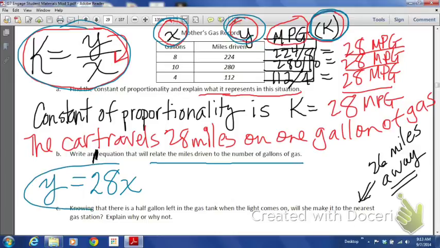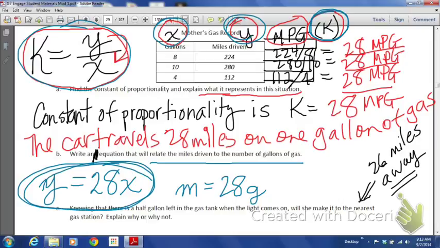So an equation that relates the miles driven to the number of gallons of gas is this one: y equals 28x. If we used other numbers or other variables, we could say M, as in miles, equals 28G, which is gallons of gas. But for future applications, this one here, y equals 28x, would suffice. Would actually be much better.